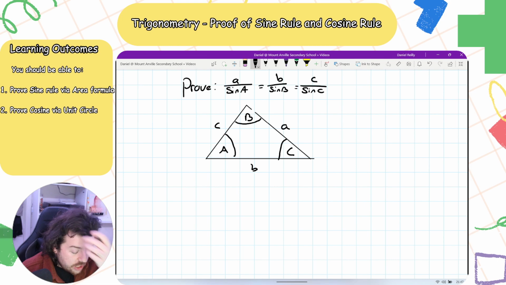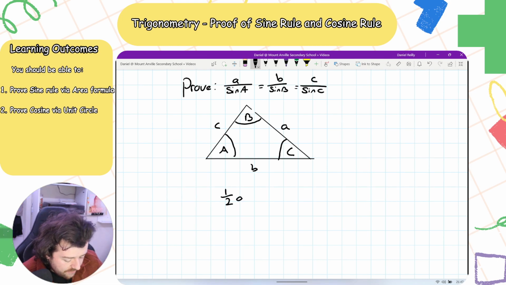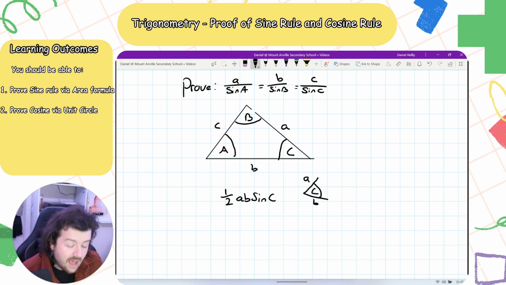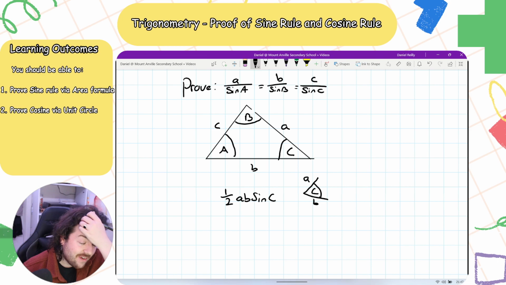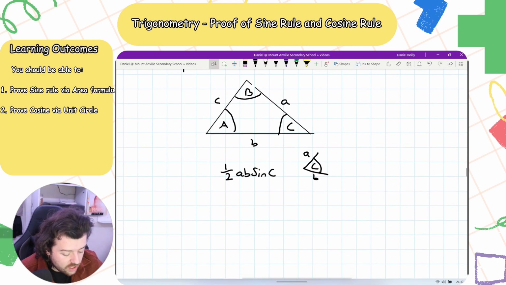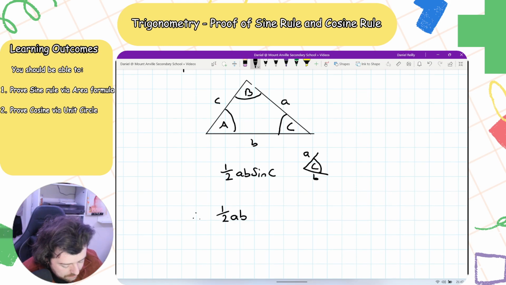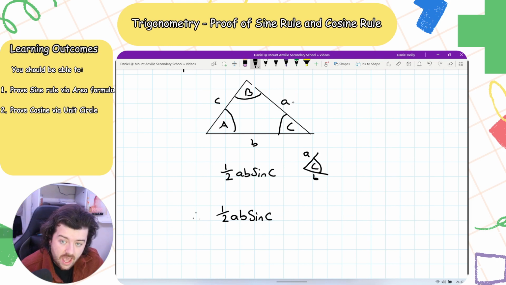So we use my area of a triangle formula. My area of a triangle formula is half AB sine C, where C is the angle between two sides. So if I have two sides and the angle between them, I can find the area of any triangle. So just based off here, I know a half AB sine C. We're looking at this portion. We have sides A and B, the angle between them C.